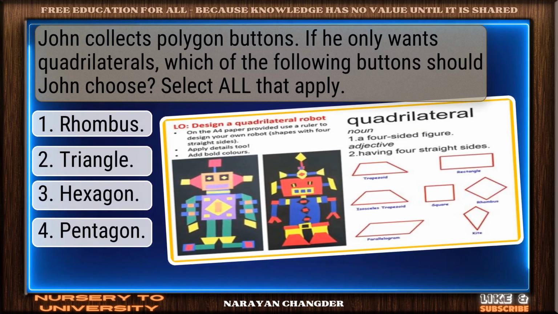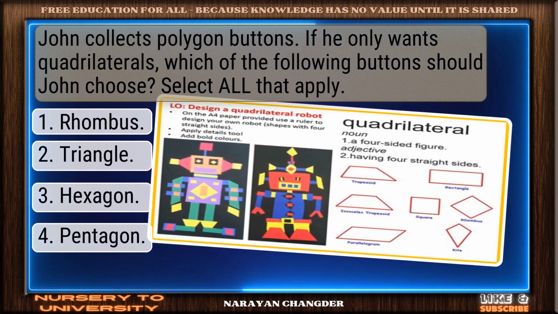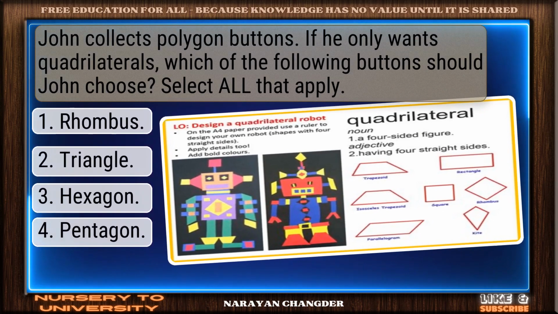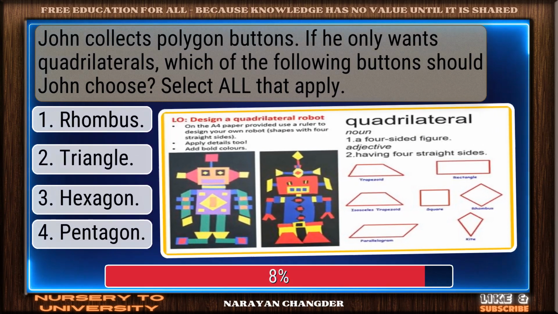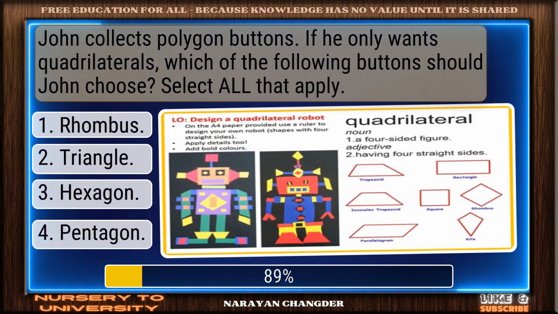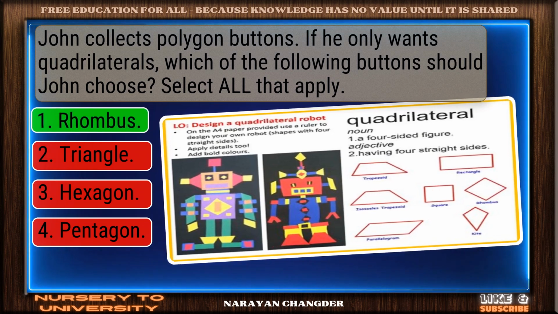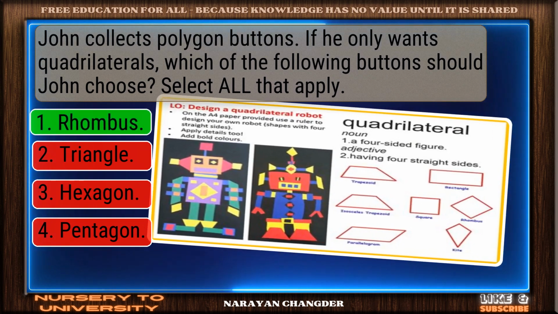Question number 25. John collects polygon buttons. If he only wants quadrilaterals, which of the following buttons should John choose? Select all that apply. Solid response. Rhombus is a valid choice.